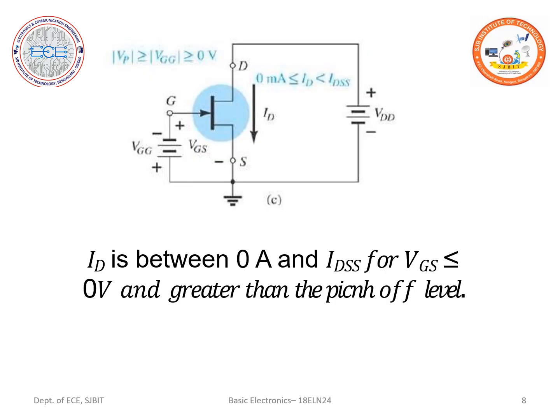The very next parameter that we should remember here is the pinch-off voltage, VP. Whenever the pinch-off voltage is much greater than VGS, which is greater than or equal to 0 volt, ID is going to vary between 0 ampere and IDSS for VGS less than or equal to 0 and greater than the pinch-off level.